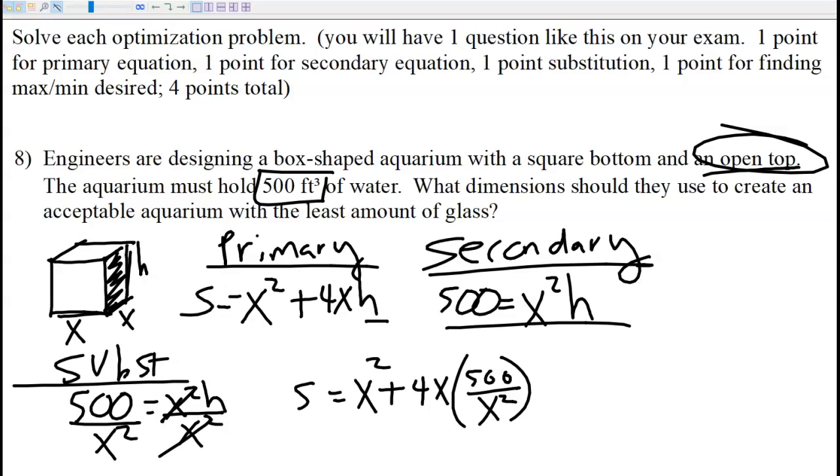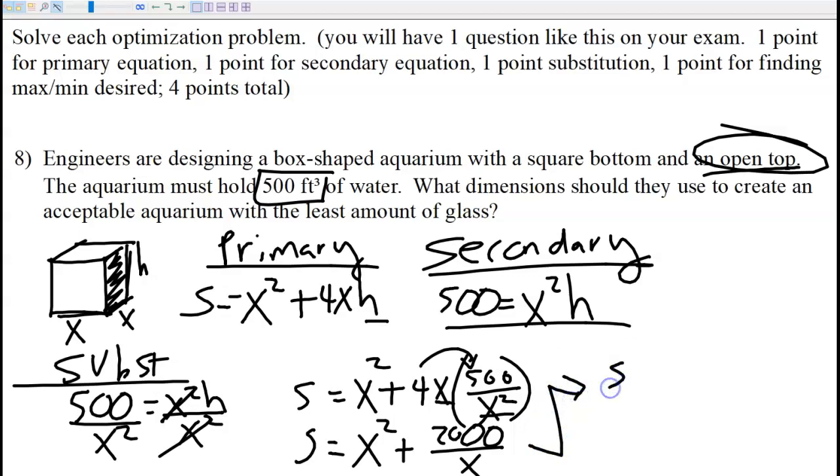All right, and we do want to simplify this a little bit. So first of all, 4 times 500 there is going to be 2,000. And then x cancels one of the x squareds out on the bottom, leaving me with just x. I know that I'm going to be wanting to take the derivative of this in my next step, so I'm going to rewrite the equation so that it's a little more derivative friendly, by changing it from 2,000 over x to 2,000 times x to the negative 1. And so that's the end of step 3, and that would be worth another point.